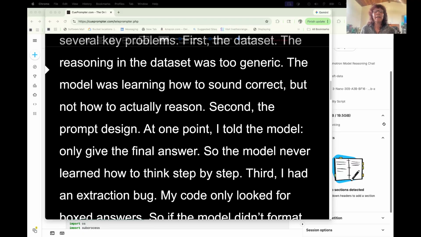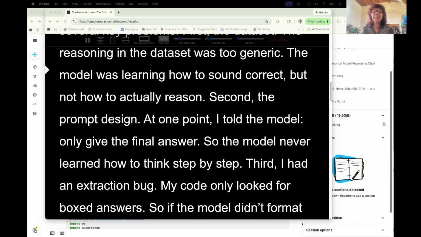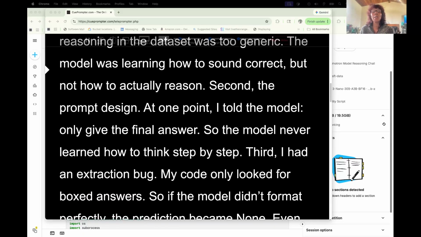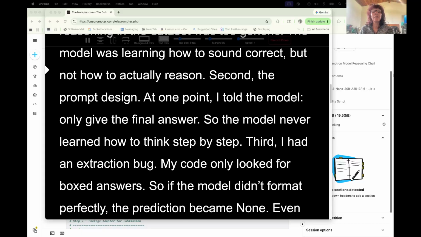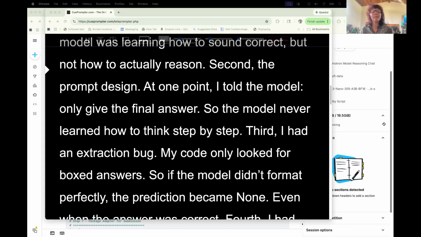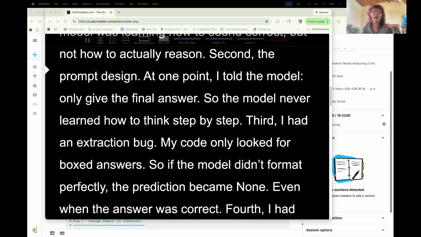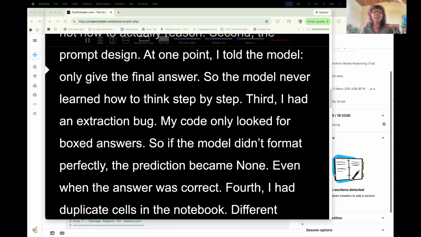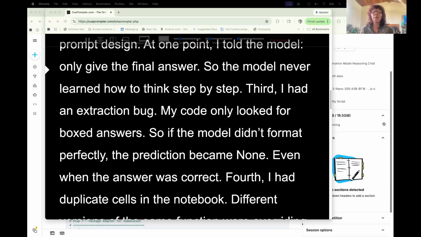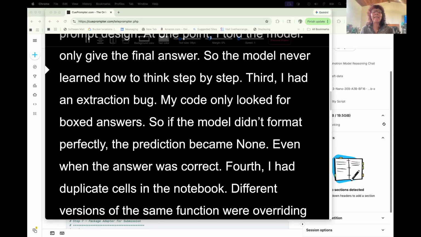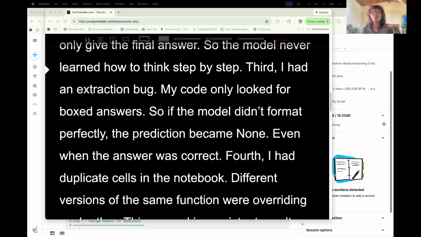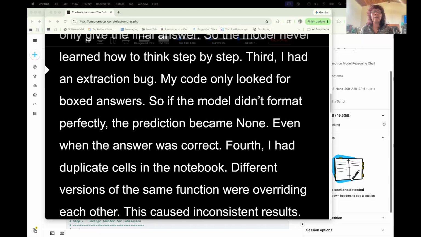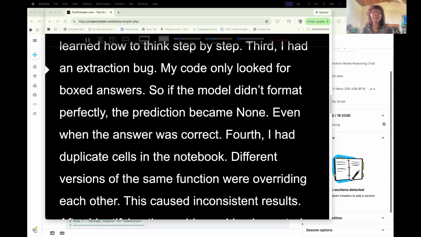First, the dataset. The reasoning in the dataset was too generic. The model was learning how to sound correct, but not how to actually reason. Second, the prompt design. At one point, I told the model to only give the final answer, so the model never learned how to think step by step.